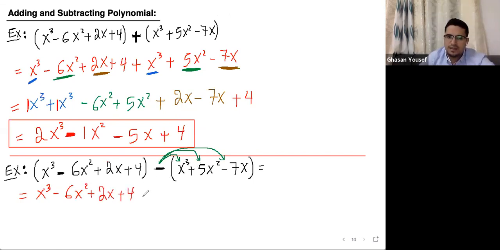So now this is equal to x to the power 3 minus 6x squared plus 2x plus 4. Now the minus we distribute inside the parentheses, I get minus x to the power 3 minus 5x squared plus 7x. Now we have to combine the variables that have the same exponent together. So here I have x to the power 3.